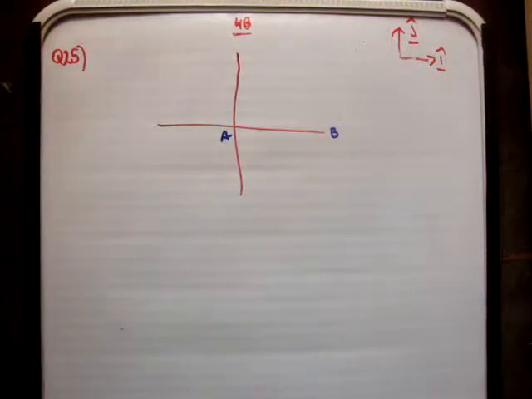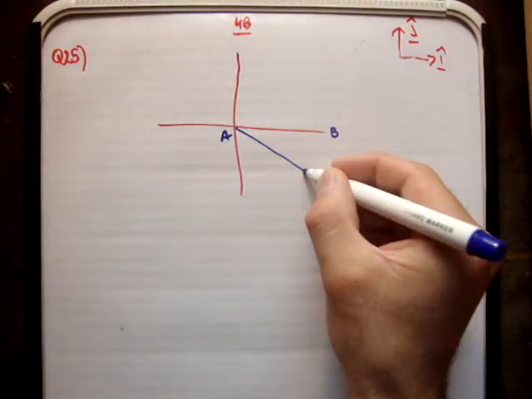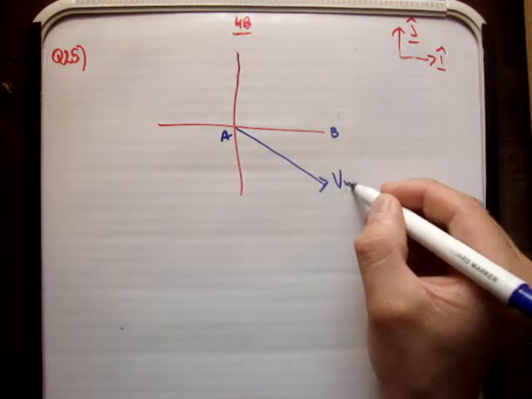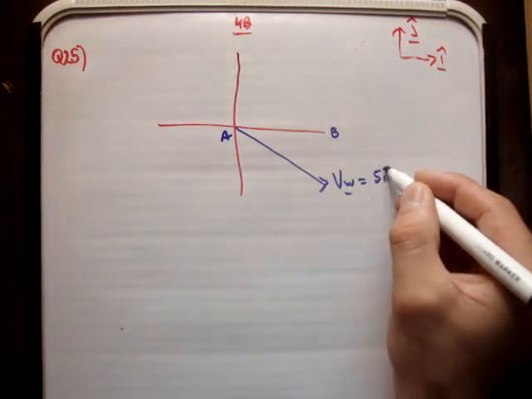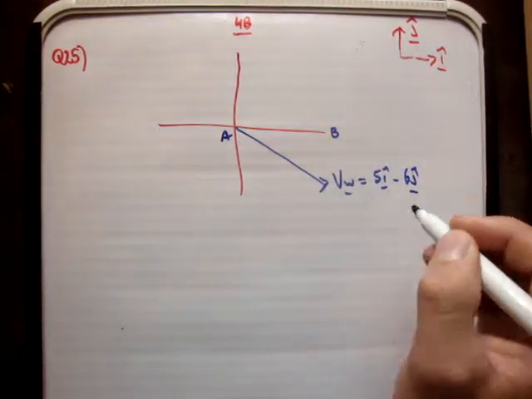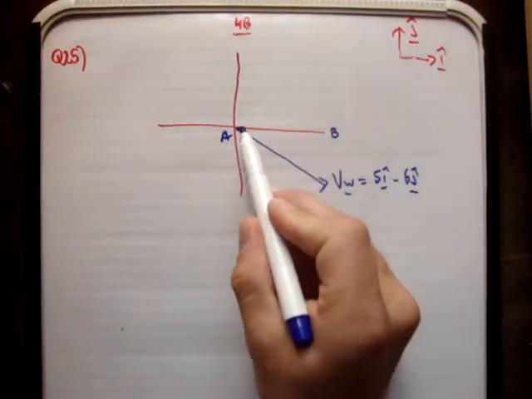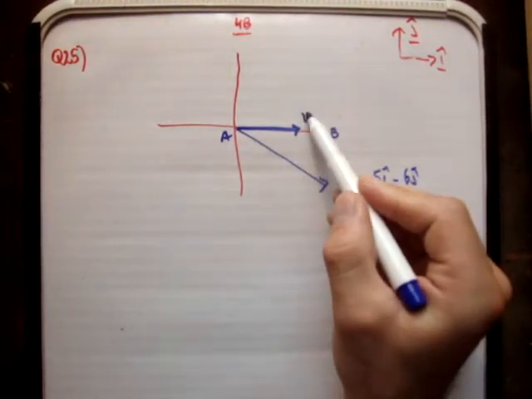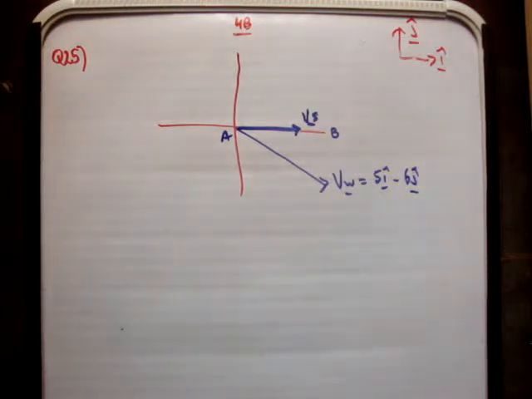The current flows at 5i hat minus 6j hat, like so. We're told that the ship wants to go from A to B, so of course its actual velocity vector, the velocity of the ship, is in an easterly direction. So if you were a helicopter above the ship, you would see it move east. Next we're told that we want to find the time taken to complete the whole journey.